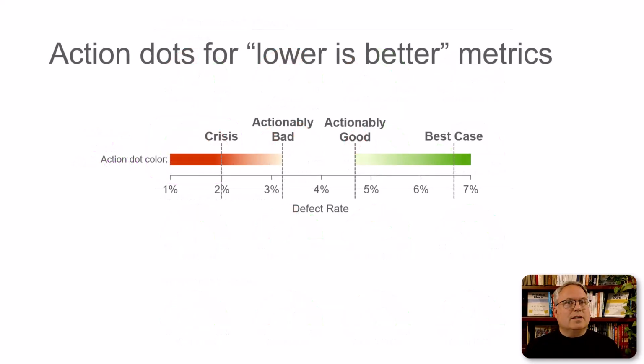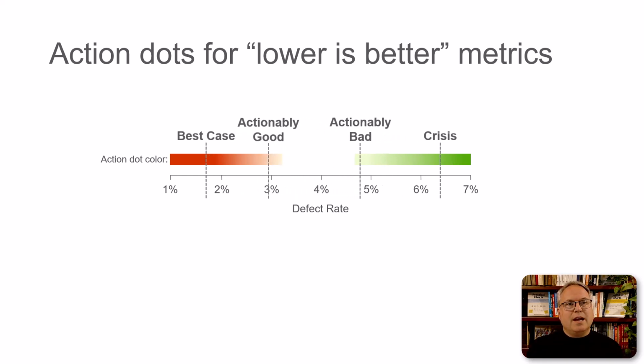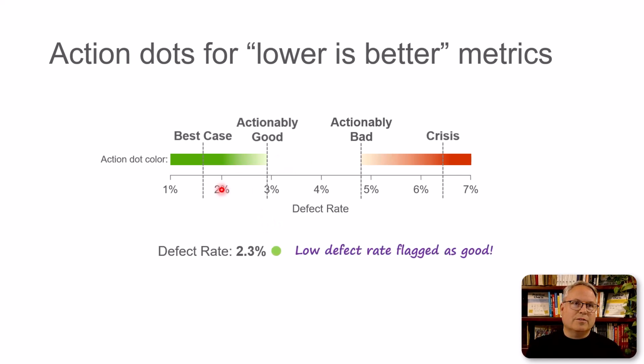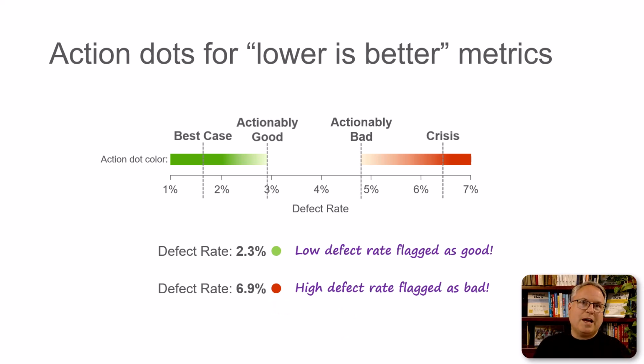With action dots, we can handle lower is better metrics, but we need to make a change to the way the thresholds are set. And essentially we need to flip them, right? And so now for something like defect rate, where we want higher numbers to get flagged red, well, that's going to happen in a case like this, right? If we go up, it turns red. If they go down, it turns green, right? So low defect rate is flagged as good, and a high defect rate is flagged as bad.